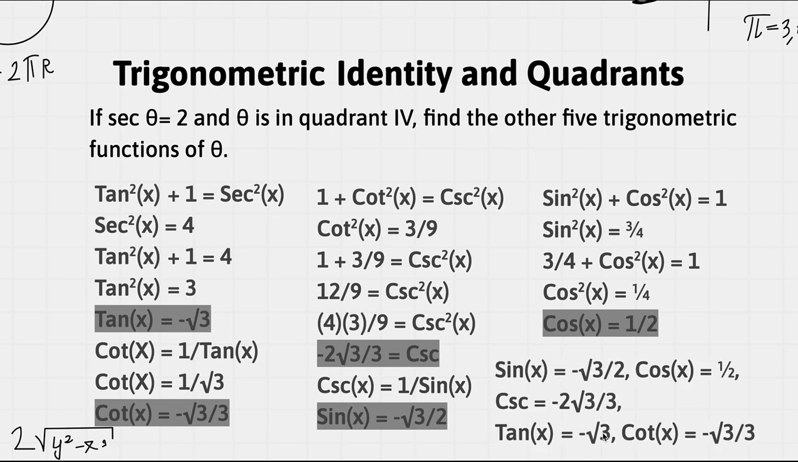So when we look at our 5 functions together, we have sine of x equals negative square root 3 over 2. Cosine is 1/2. Cosecant is negative 2 square root 3 over 3. Tangent is negative square root 3. Cotangent is negative square root 3 over 3.